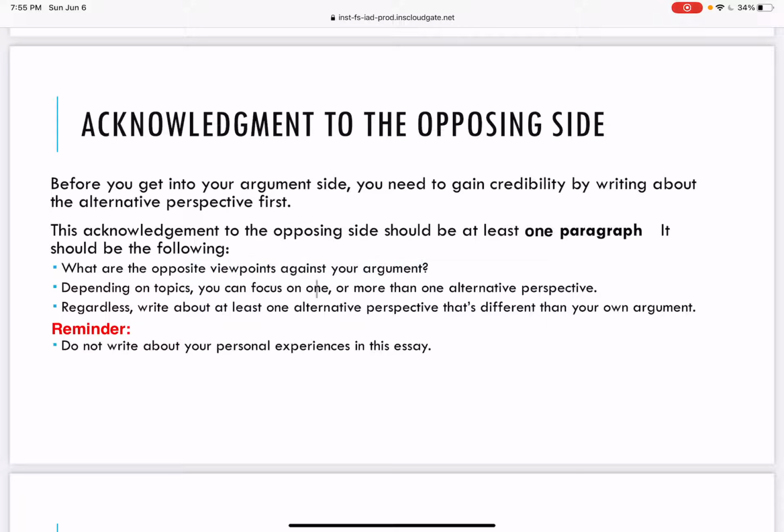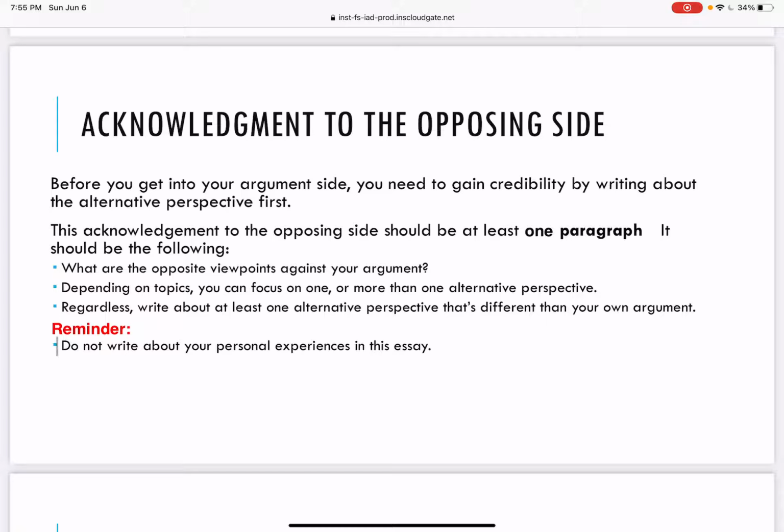Depending on topics, you can focus on just one perspective and share what that is, or if there's more than one, you can write what the different ones are. It really depends on your topic. Some topics are pro-con, so whatever side you're taking, you write the opposite here. Or if it's not so divided, just share a different perspective than your own argument here. That way the audience learns, and if they're against what your perspective is, they have gained respect for you because you shared their perspective. Write about at least one alternative perspective.